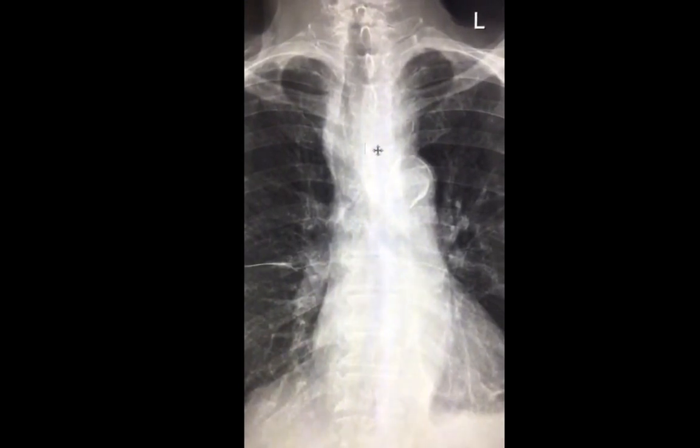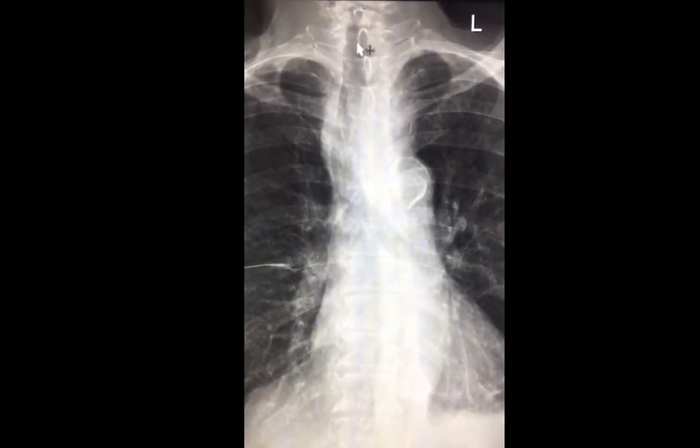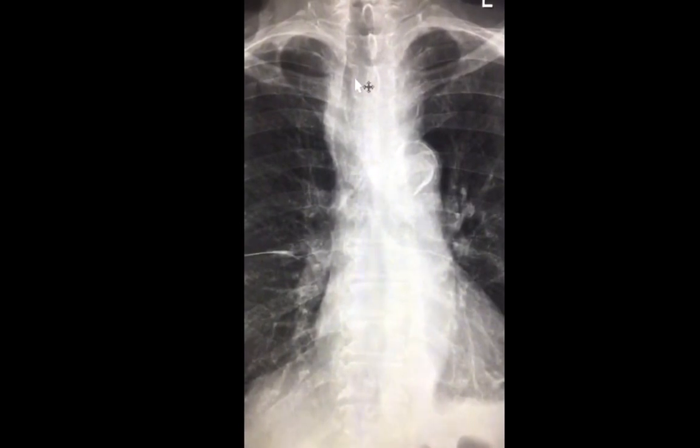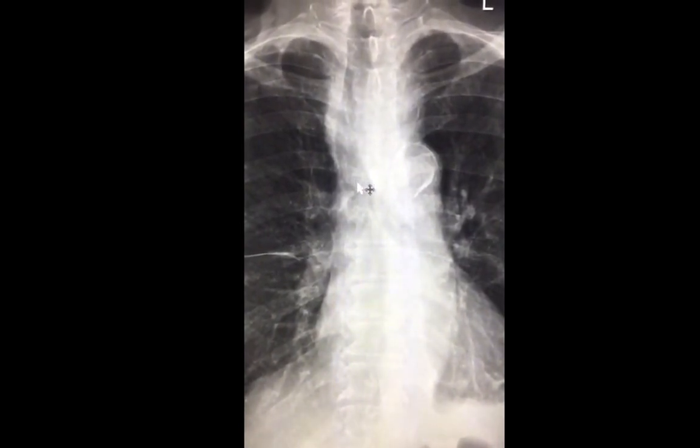Remember that the tracheal air column should be well centralized in a patient who is not rotated. If you follow the trachea here, it appears normal, but as you go below, it is substantially deviated to the right side.